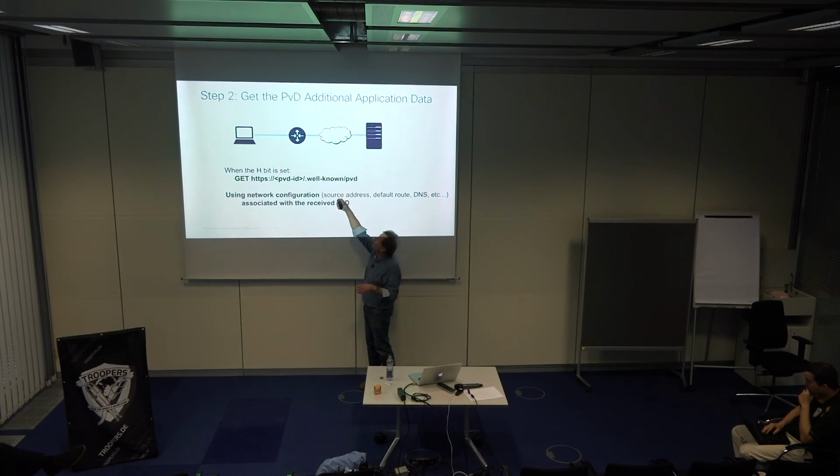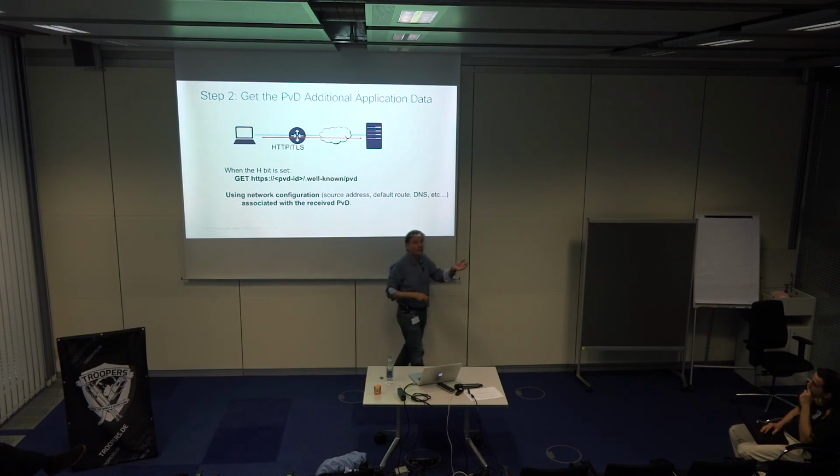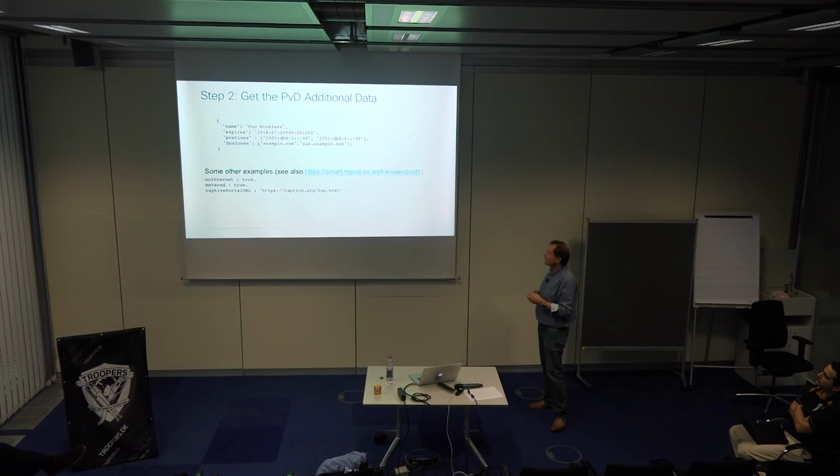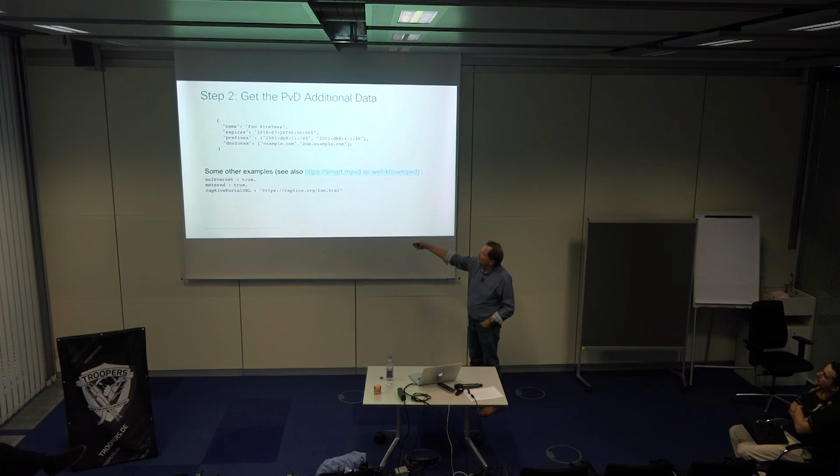I'm connecting now to this server over TLS and downloading a JSON file giving me application-oriented information, such as the DNS search list or some security information, or whether it's a captive portal or whatever. For instance, this is an example. This is the bare minimum JSON file with the name and expiration. So at that point in time, you retrieve it because it can change.